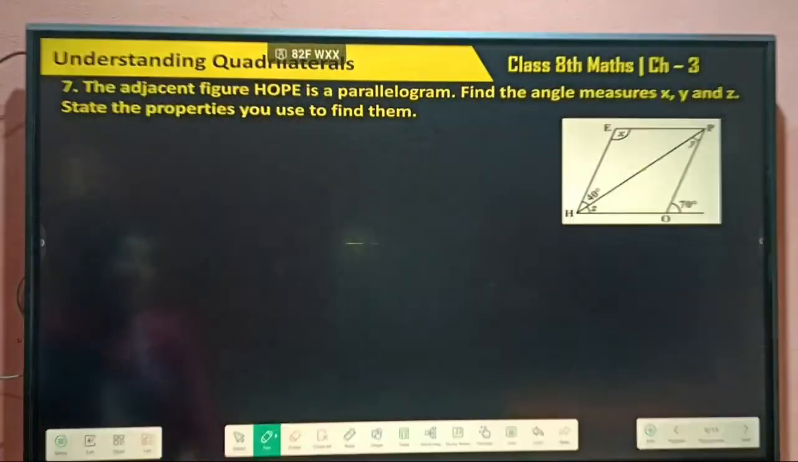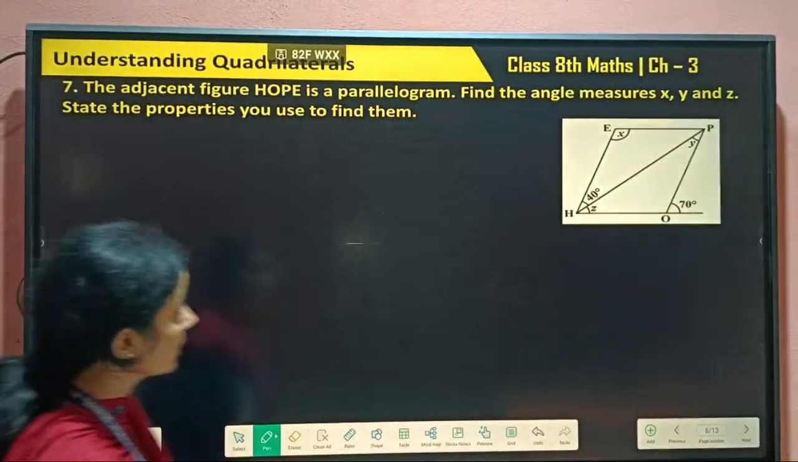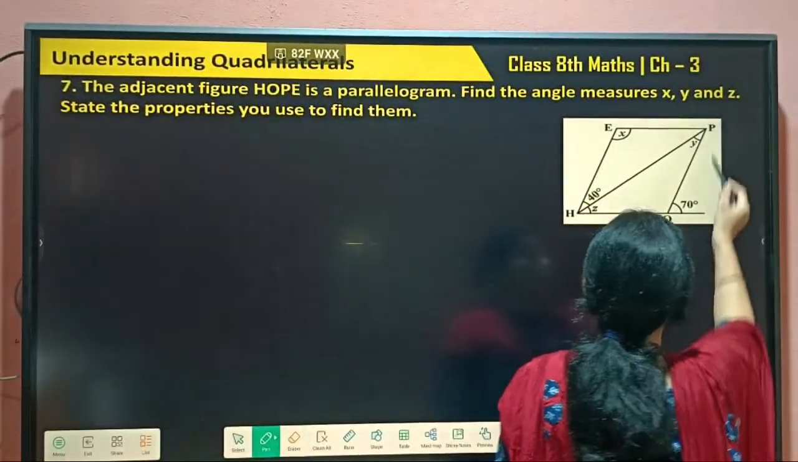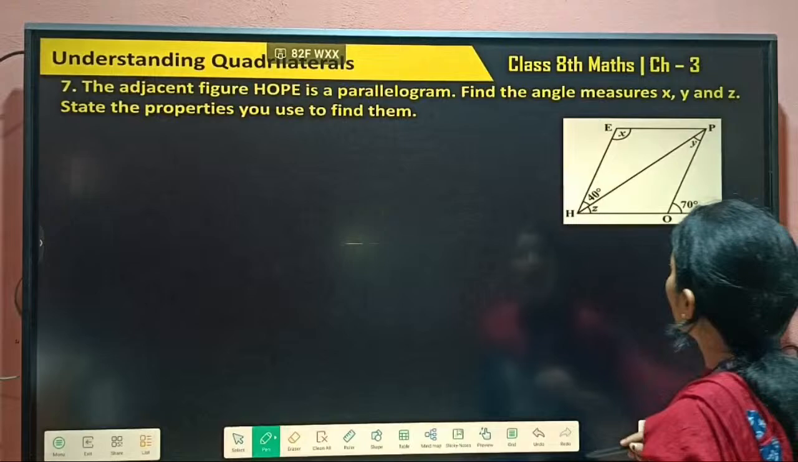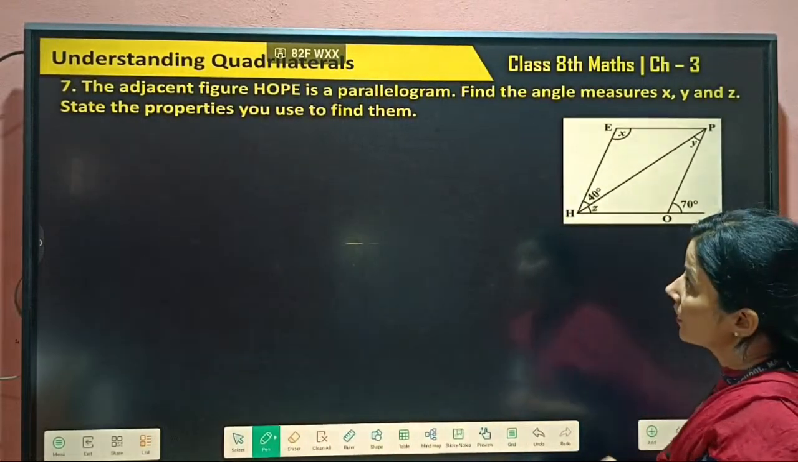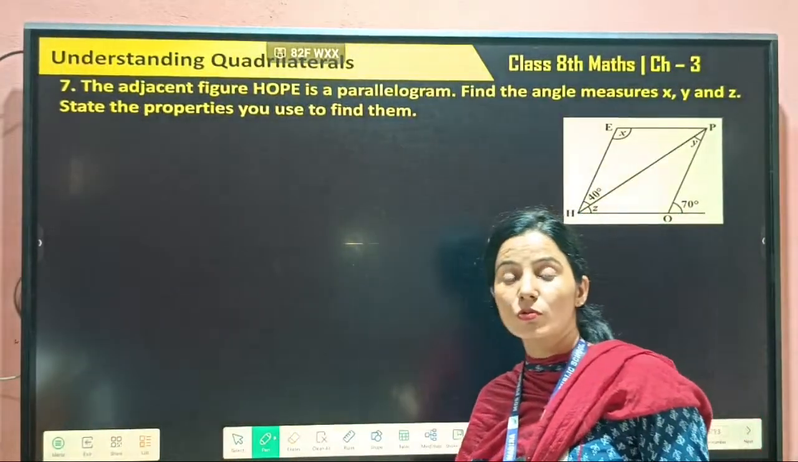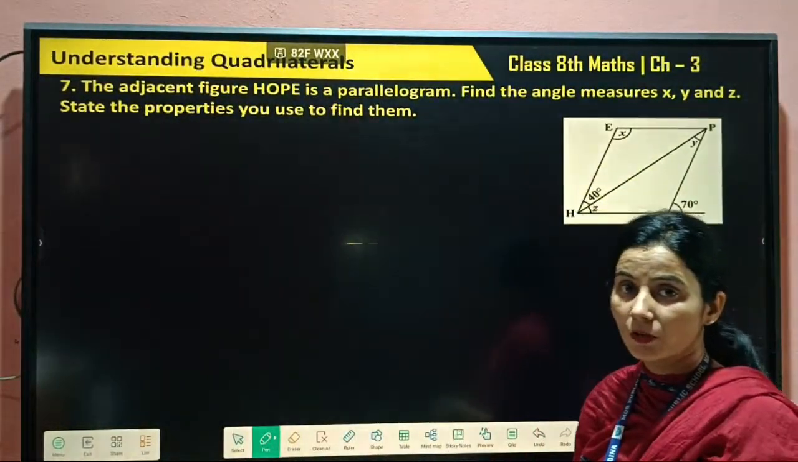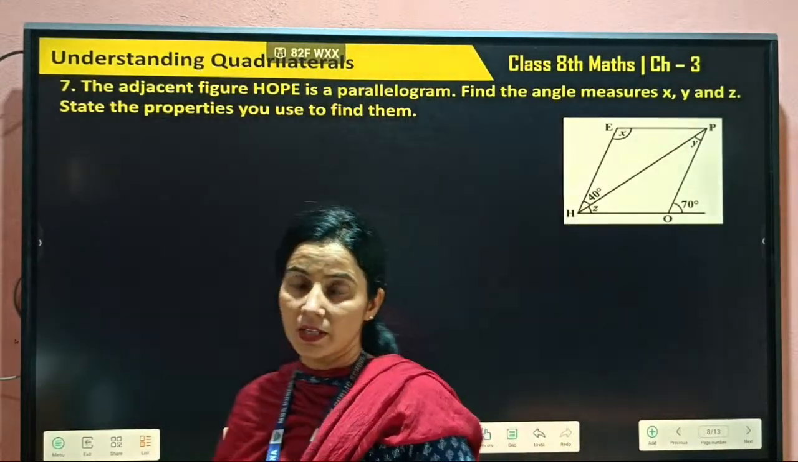Next is the adjacent figure. HOPE is a parallelogram. Find the angle measures x, y and z. State the property you use to find them. Which property of a parallelogram are we going to use? We have to mention it as a reason.